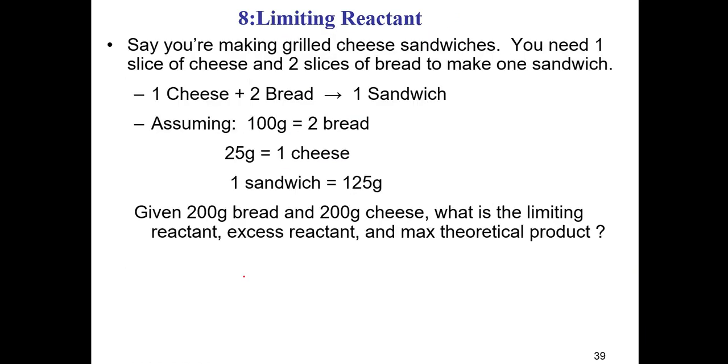So going to slide 39, we have the same pseudo reaction, only now we're looking at the mass for each. So given 200 grams of bread and 200 grams of cheese, what is the limiting reactant, excess reactant, and maximum theoretical product?